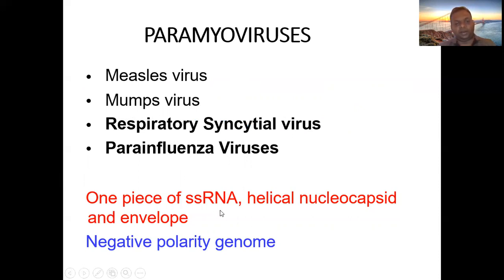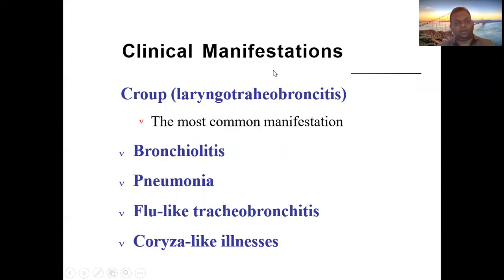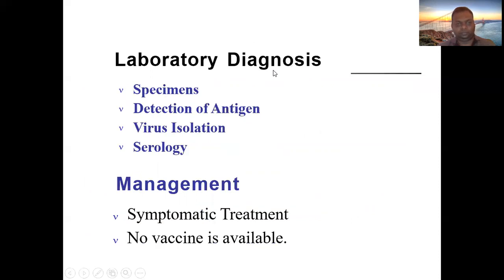They have one piece of single-stranded RNA, negative polarity genome. For parainfluenza virus, there are 5 serotypes: 1, 2, 3, 4A, and 4B. The clinical manifestations are almost the same. Laboratory diagnosis: the specimen is always a nasopharyngeal aspirate or nasopharyngeal swab. Antigen detection, serology, viral isolation, molecular diagnostics. Management is only symptomatic. So we can give alleviation of bronchospasms, secretion reduction, pain management, analgesics, and antipyretics for fever management.